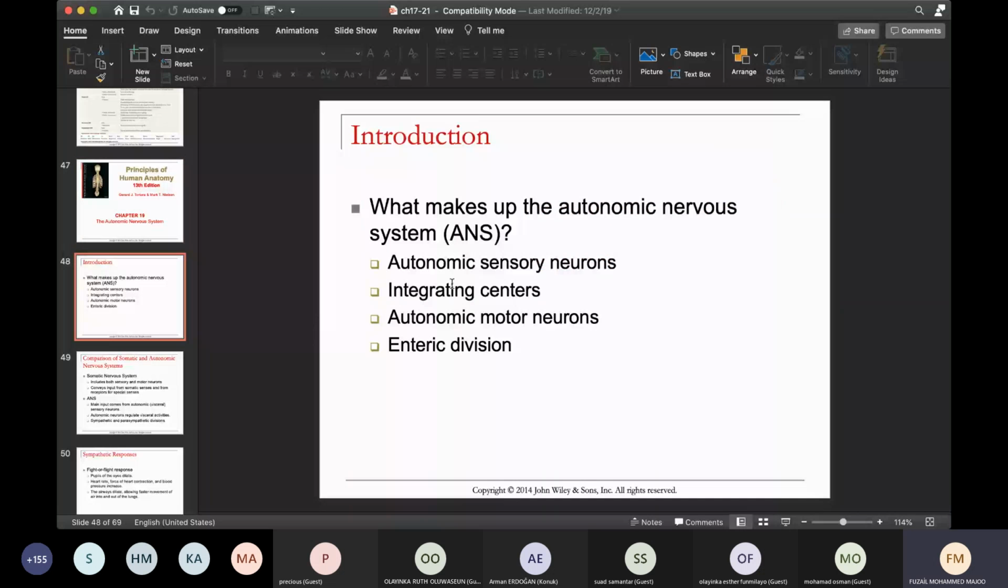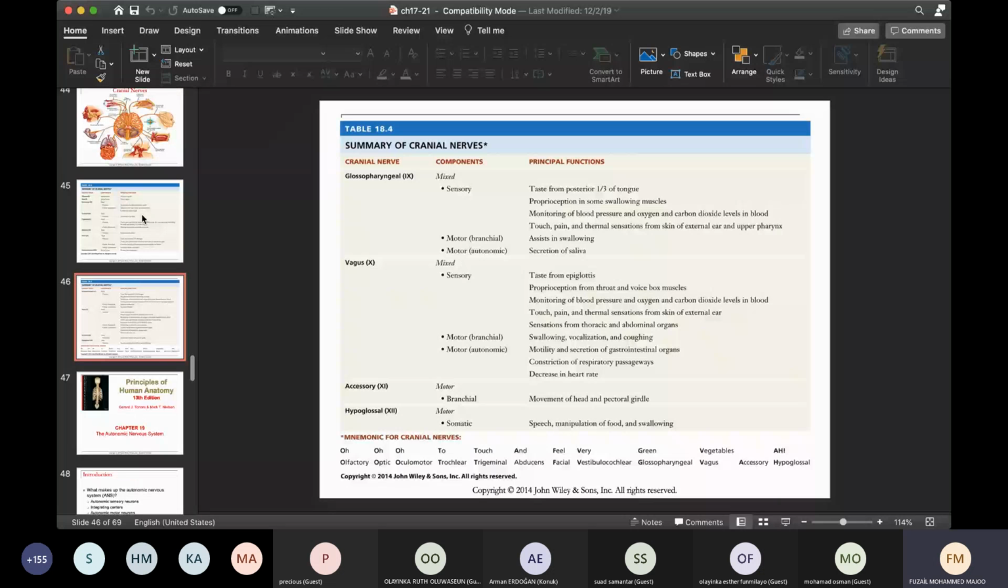So what makes up the autonomic nervous system? Obviously, you have sensory components to it, so you have autonomic sensory neurons. In addition to that, there's an integration center. In addition to that, there's going to be a motor component, so that's your autonomic motor neurons. Now, aside from that, there is a completely separate division, which is the enteric division. And this, remember, controls your digestive functions. Enteric, that's all this is responsible for. Once again, make sure you learn all of this. You have to memorize it by next week. If you don't, you'll be very sad. All right.